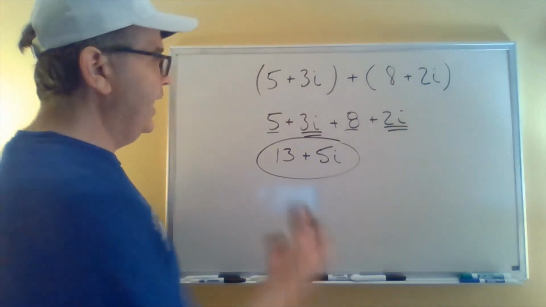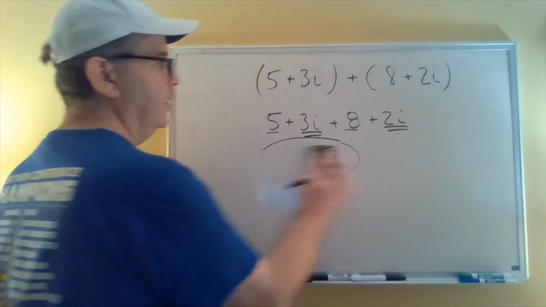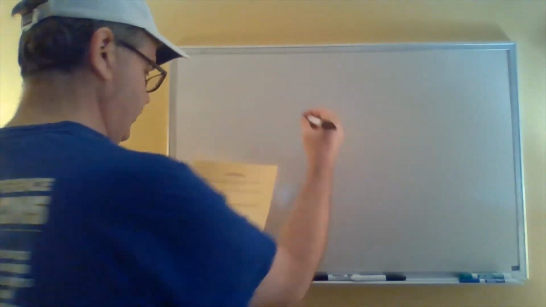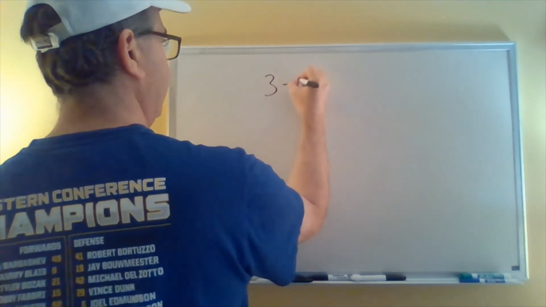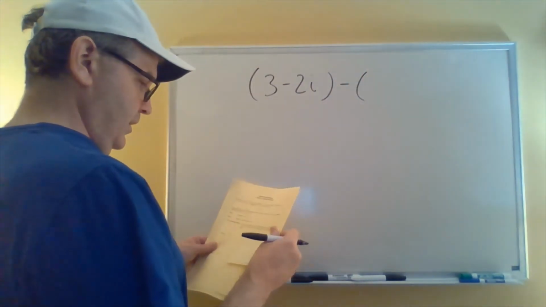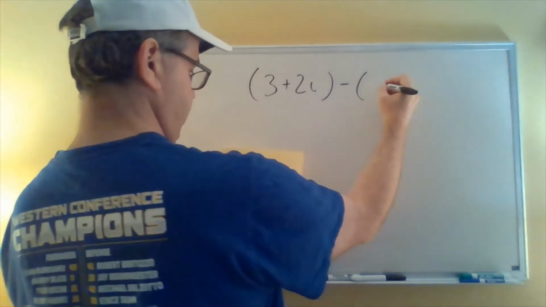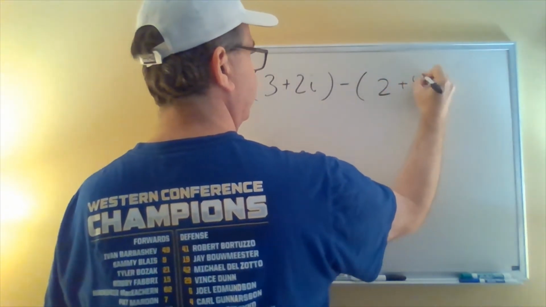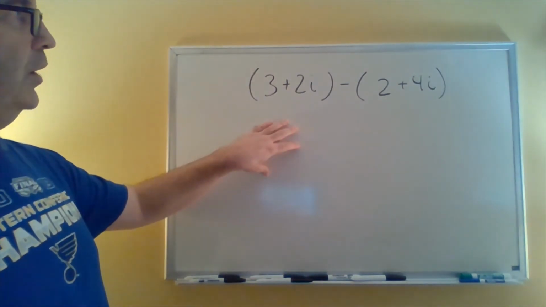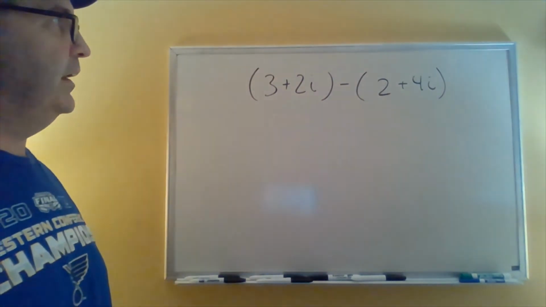But what happens if, and this is the answer to that addition problem right there. What happens, we'll look at another example here, if we are dealing with 3 plus 2i, I'm sorry, and we're subtracting 2 plus 4i. Okay, so let's say this is our problem right here. We have this complex number here, and we're subtracting this complex number right here.